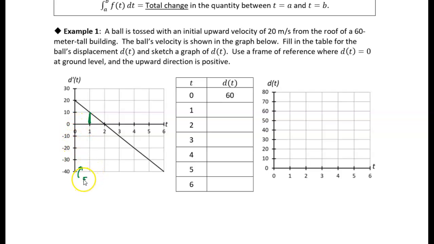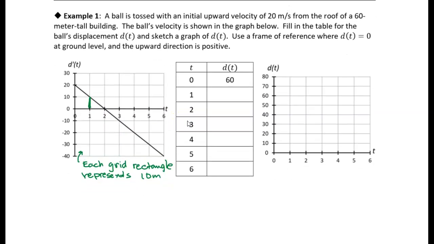So each grid square, or rectangle, I guess, more of a rectangle, represents 10 meters. So we could just count up the area. But let's try and use the fundamental theorem of calculus, all right, since that's kind of the theme of today's lecture.